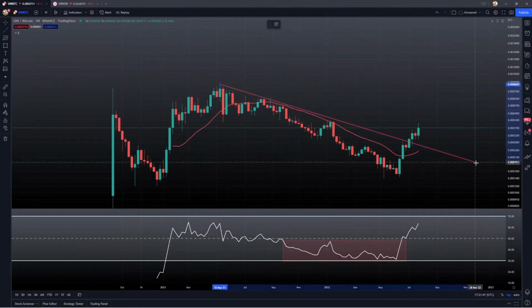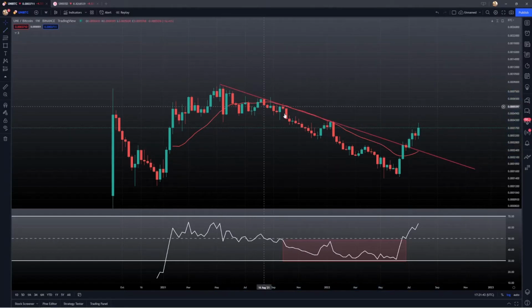So I talked about this again in my last video where we've just been breaking this downward sloping resistance. Any way you want to draw it, we have broken this downtrend and we're starting to target some of these macro lower highs. The most notable one being this one back in January. This one's sticking out to me.